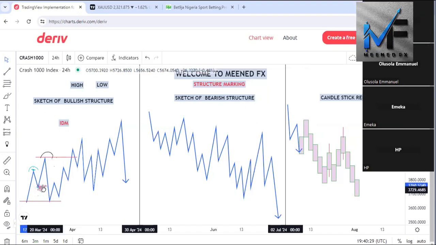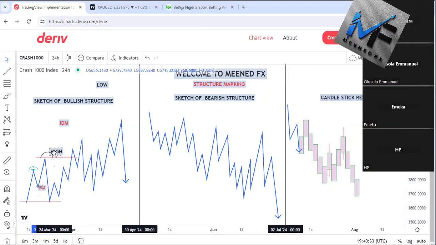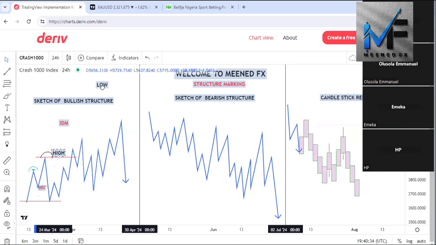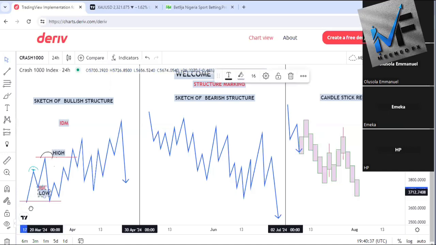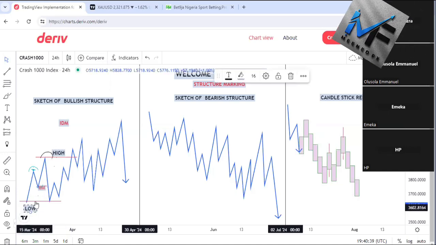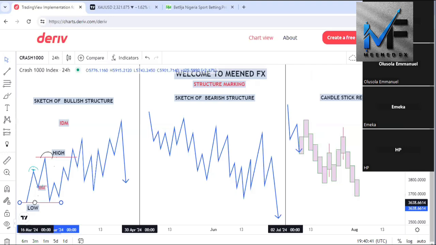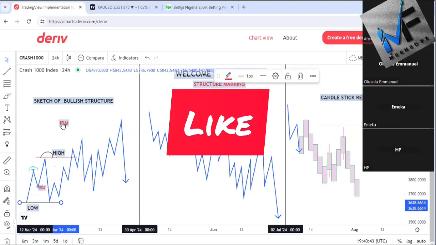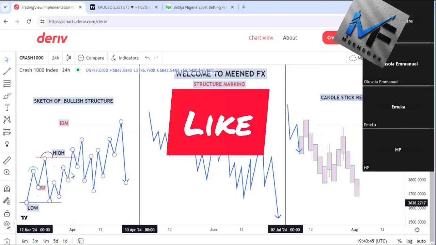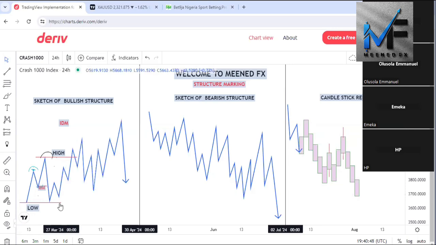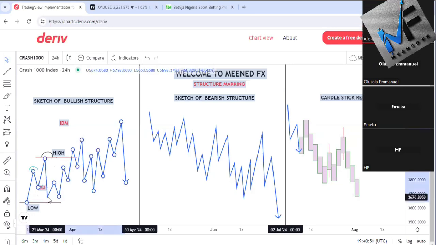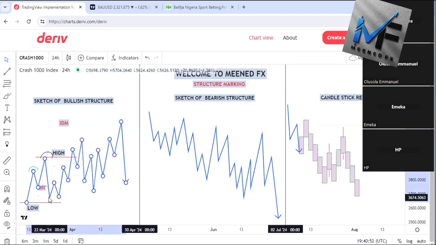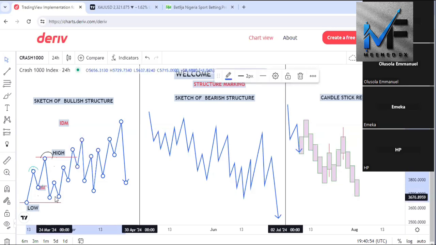So IDM was here. I have my high around here, and this is my low around here. All right, so price, this is the previous low. If price comes back and clears this high, this place becomes my valid low. Let me adjust it very well. All right, this place becomes my valid low.